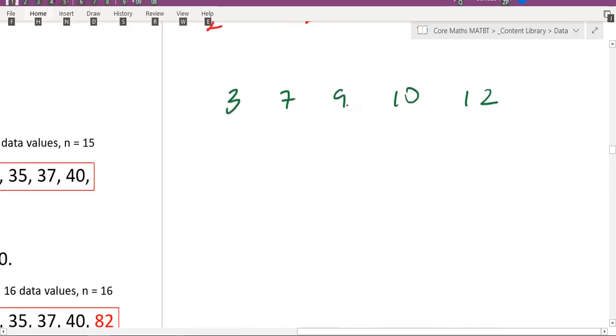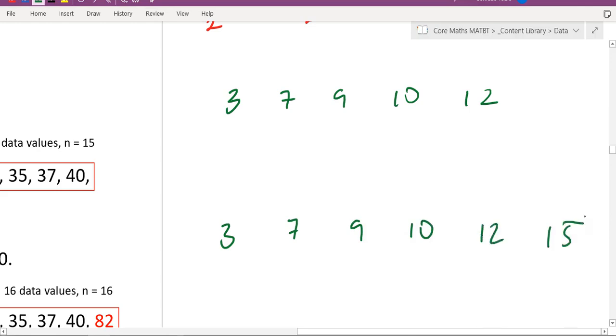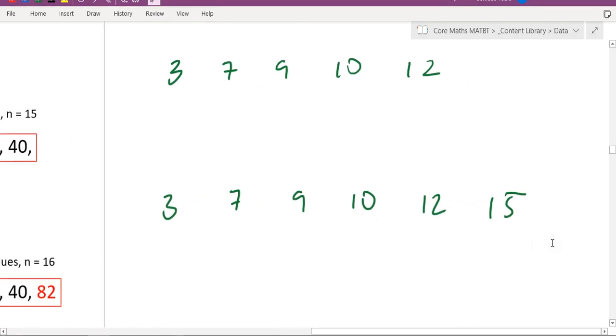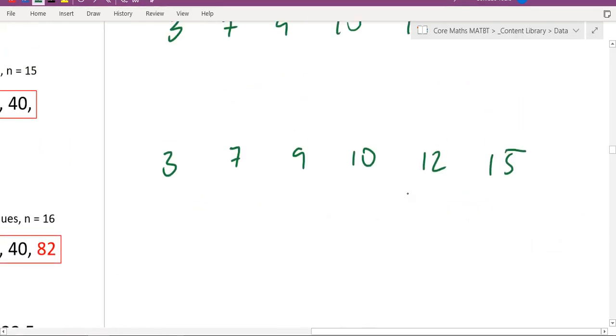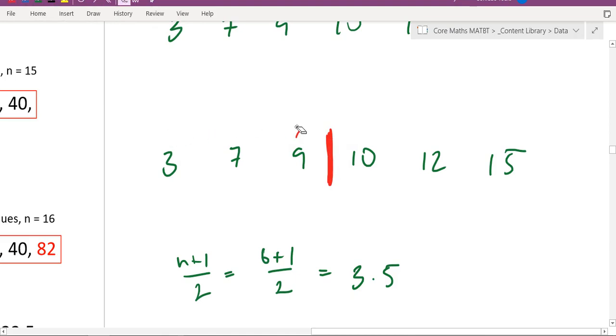But now what happens if you have an even number of numbers? Let's say you have 3, 7, 9, 10, 12, and 15. Where would my median lie in this case? Well, because it's an even number of numbers, it's going to lie between 2 numbers. I use my formula of n plus 1 divided by 2. That would be 6 plus 1 divided by 2, which equals 3.5. That means my 3.5th number is the middle number. So I've got 1, 2, 3.5, which is right here in the middle.